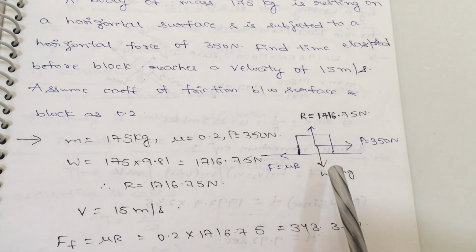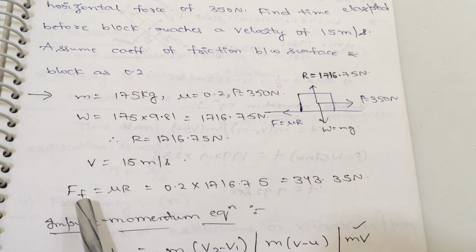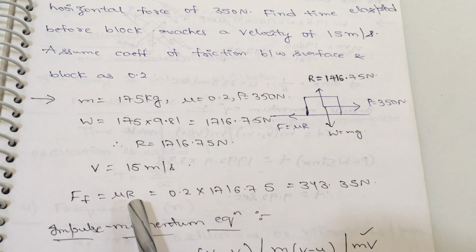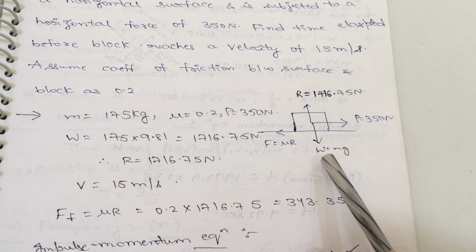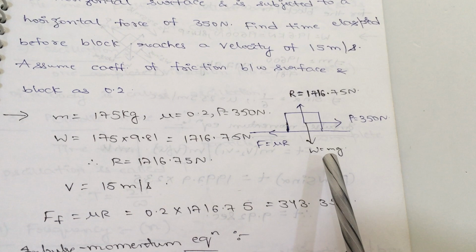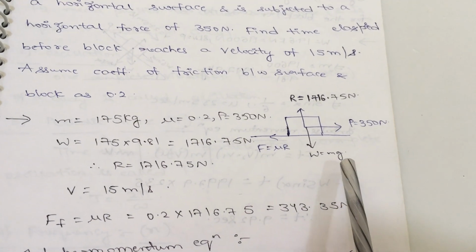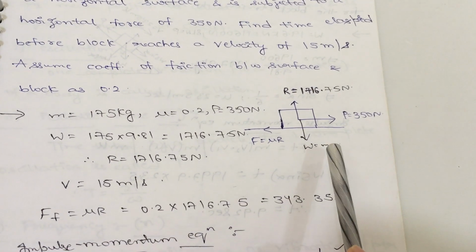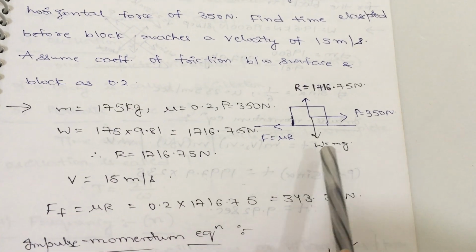Now according to the equilibrium conditions, we can calculate the FF force value. We know the formula for the frictional resistance force as mu R. Here the mu value is given in the question. We can calculate the R value by using the second equilibrium condition, that is sigma V equal to 0. Here the weight value is given by the formula mg, and the mass value is given in the question, and we know the g value as 9.81. Now substituting 9.81 and the mass value in the W formula, we will get the W value.